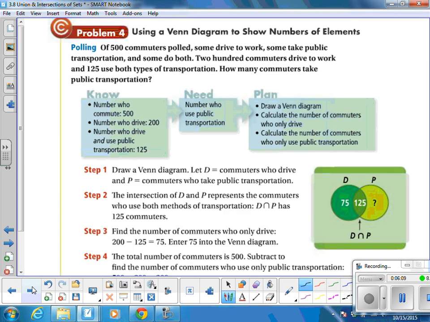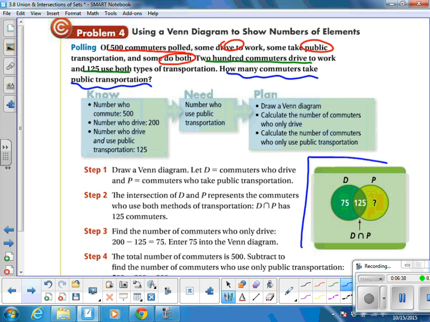All right, in this particular situation, we have 500 commuters polled, so I'm going to look at my information. So 500 commuters polled, some drive to work, some take public transportation, and some do both. So there's an intersection going on here. So information we need is 200 commuters drive and 125 use both types of transportation. And I have to consider, my question is, how many commuters take public transportation? Okay, I'm going to go ahead and utilize my Venn diagram here to play this out.